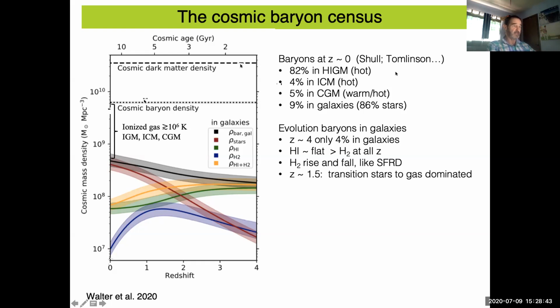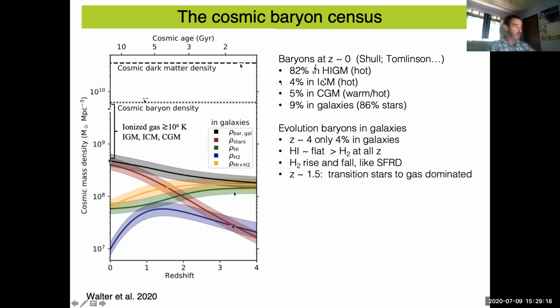Mike Shull and Tumlinson, it's a typo. They show that most of the gas in the universe, the baryons in the universe, is the hot intergalactic medium, 82%. Some 4% are in clusters, 5% is in the circumgalactic medium, still ionized, and then some 9% are in galaxies. Okay, and that's mostly stars at low redshift. The red line here is the stars. The blue line, again, is the molecular gas. The green is the H1. And the yellow line is the sum of the H1 and the molecular gas. So mostly stars in terms of the baryons at low redshift.